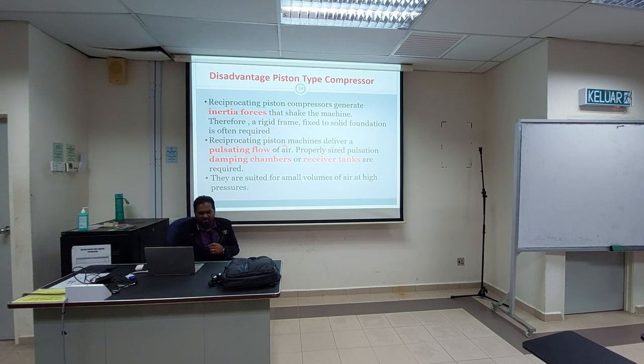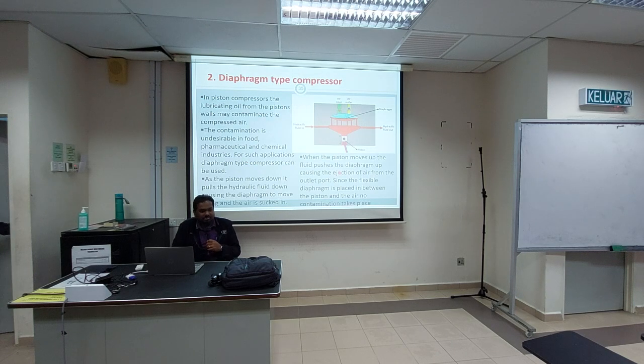Then pulsating flow. Okay, pulsating flow. Apa tu pulsating flow? I think ada suatu soalan dalam discussion juga. Tapi tak apalah, nanti dalam discussion pun ada benda ni. So kita akan discuss. Okay, suitable for small volume of air at high pressure. So that's one thing. Kemudian kita ada diaphragm type.